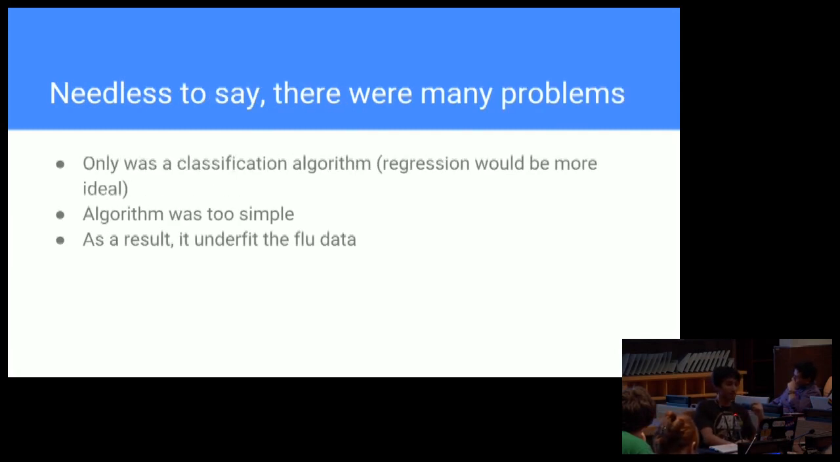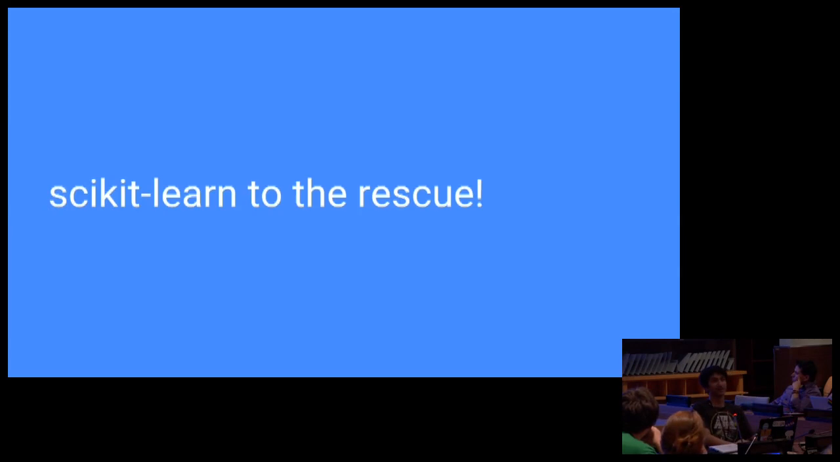But there were lots of problems. I wrote a classification algorithm, although what I really wanted was a regression algorithm, and the algorithm was too simple and it underfit the data. So my initial hypothesis was confirmed, because I could not write an algorithm that matched the level of complexity that the flu data had. So scikit-learn helped me. As most of you know, scikit-learn is the go-to machine learning library for Python. With this, I was able to use lots of algorithms. I could just import them really easily. I didn't have to write them myself, so that saved a lot of time.